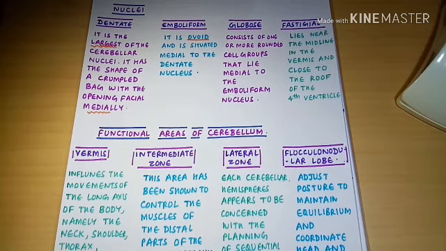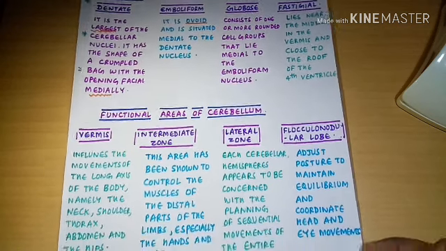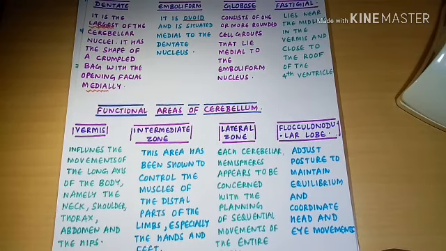The fastigial is the last of the nuclei of the cerebellum, and it lies near the midline in the vermis and close to the roof of the fourth ventricle. So these are the four types of nuclei present in the cerebellum: the dentate, emboliform, globose and fastigial. In the whole, there are four functional areas of the cerebellum: the vermis, intermediate zone, lateral zone and flocculonodular lobe.